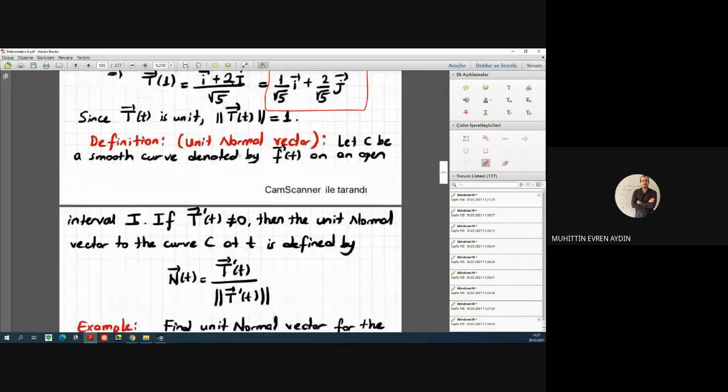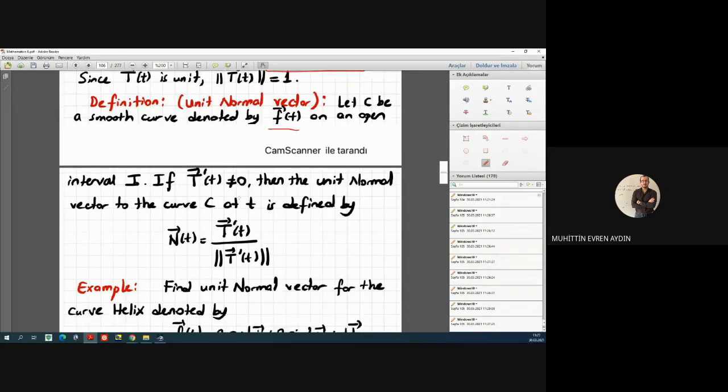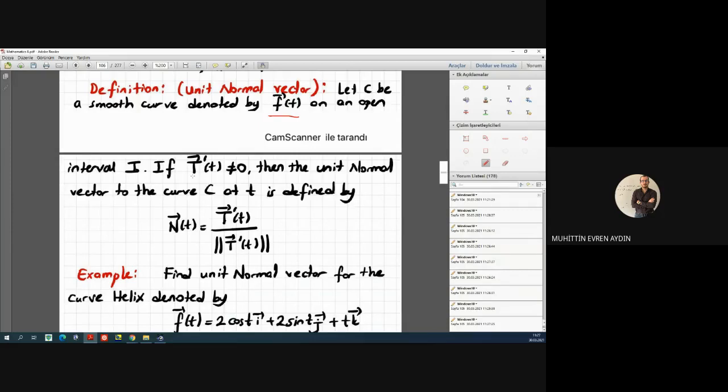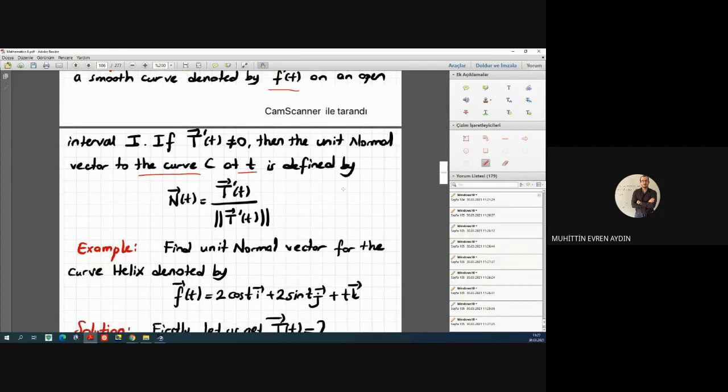A unit normal vector field. Let C be a smooth curve denoted by the vector valued function f. If its acceleration is not 0, then the unit normal vector to the curve C at the point t is defined by this equality. By the way, this formula, let's write a note here.